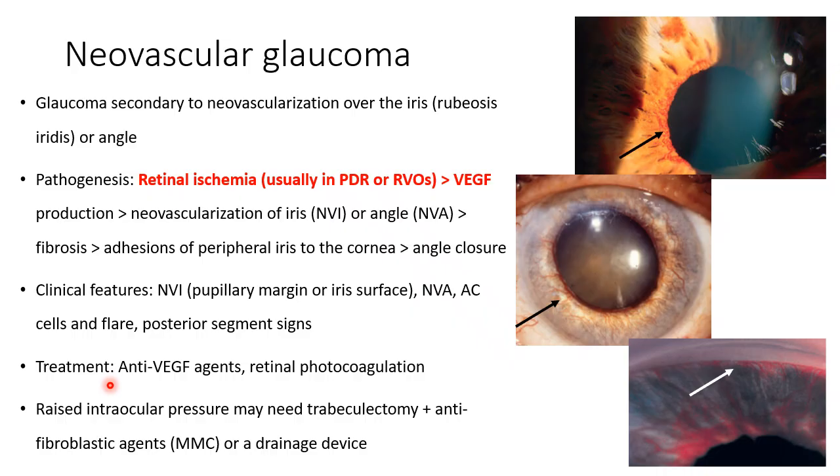The treatment, now as I told you, all secondary glaucomas, you have to treat the underlying cause. So the underlying cause here is neovascularization. So the treatment is anti-VEGF agents and retinal photocoagulation or pan-retinal photocoagulation, both of which we have discussed in the lectures on PDR. Additionally, if there is raised intraocular pressure, it may be managed with medical therapy or surgical therapy in the form of trabeculectomy and anti-fibroblastic agents or a glaucoma drainage device. All of these constitute surgical management of glaucoma. There will be a lecture on the surgical management of glaucoma as well.